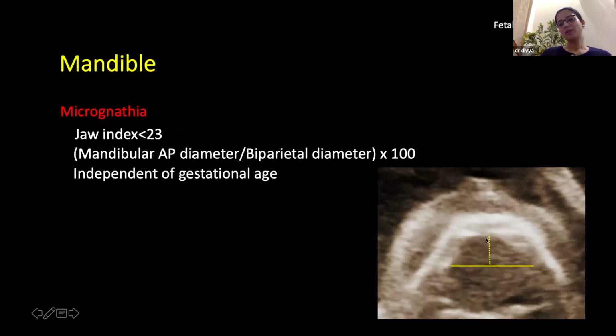So what we do is we measure the anteroposterior diameter of the mandible at its widest, that is at the level of the rami. And this diameter is divided by the biparietal diameter and multiplied by 100 to get a jaw index. So a jaw index less than 23 is suggestive of micrognathia irrespective of the gestational age.